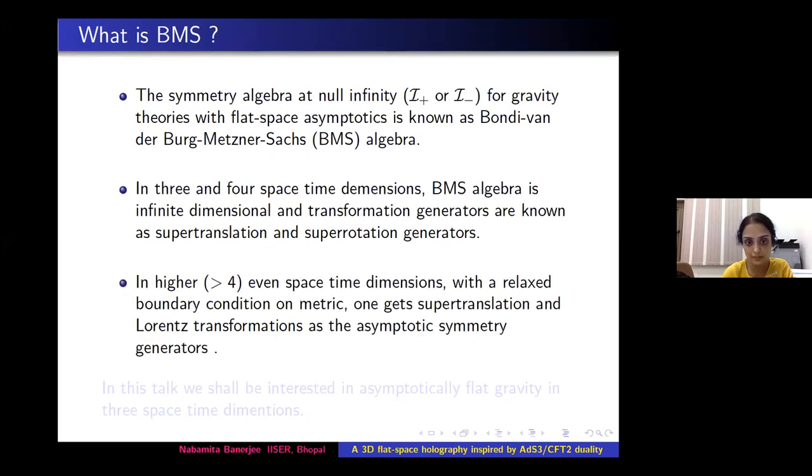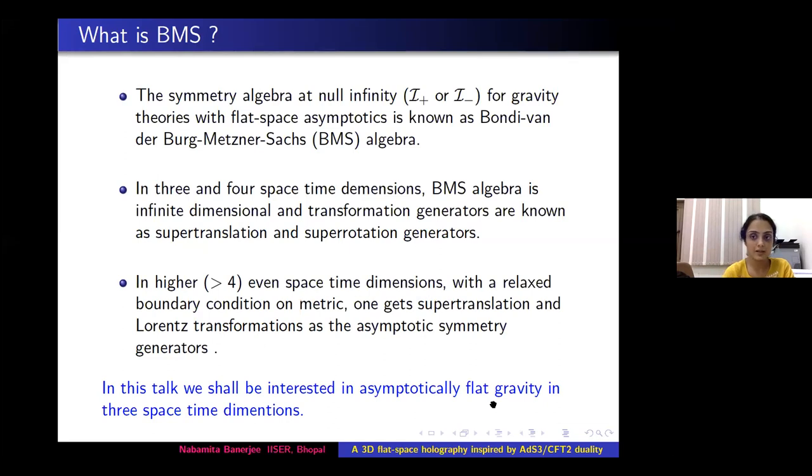In higher than four dimensions, and particularly in even space-time dimensions, with a relaxed boundary condition on the metric, one can still get the supertranslations, and the superrotation is not there, but instead there are the Lorentz transformations. So supertranslations and Lorentz transformations actually give us the asymptotic symmetry of asymptotically flat space-times in higher than four even space-time dimensions. Now in this talk, I will be only interested in asymptotically flat gravity in three space-time dimensions. Although much of it is true for four dimensions, in this talk we will only be talking about three dimensions.